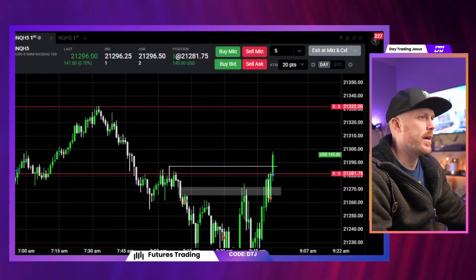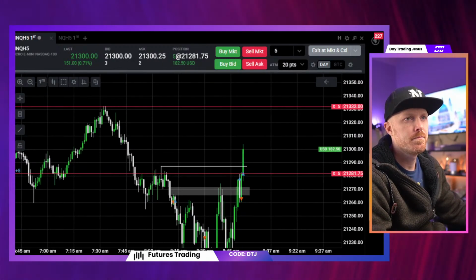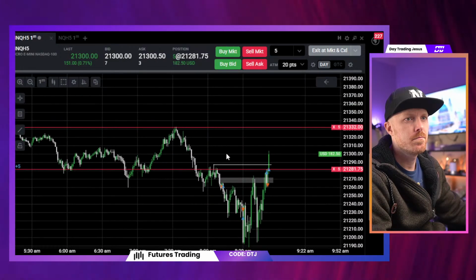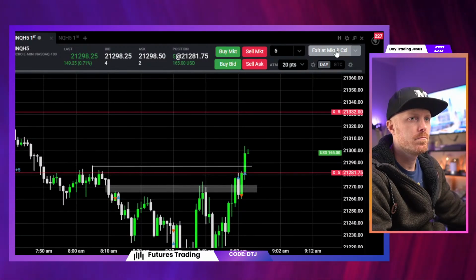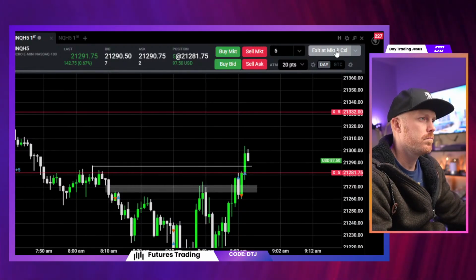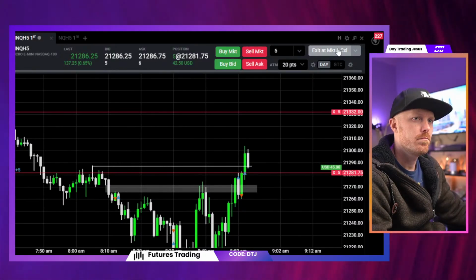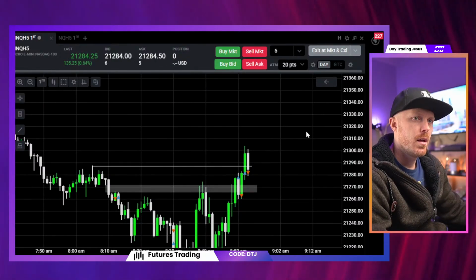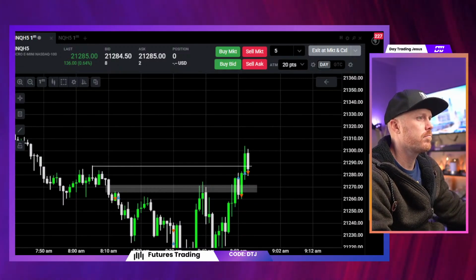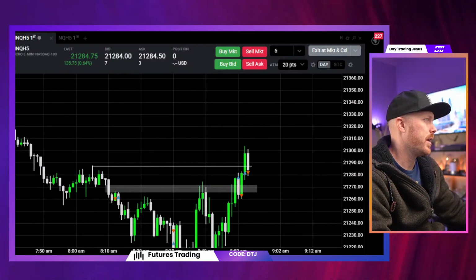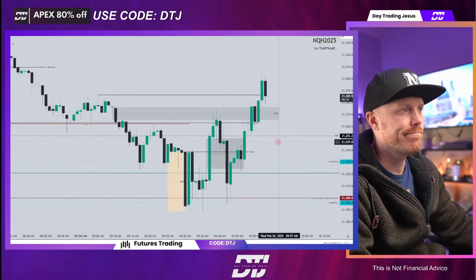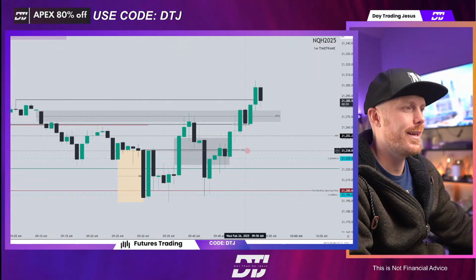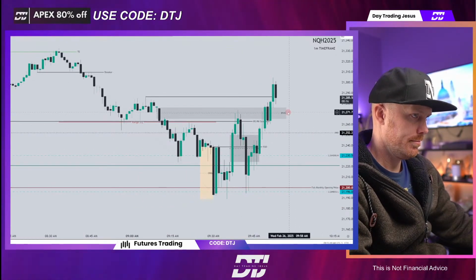Guys, I did re-enter this when it closed back above. My stop's at break even. Came back and stopped me at break even. It didn't quite give me 20 handles there. It almost gave me 20 handles. But I'm not liking it. I'm not liking the price action.